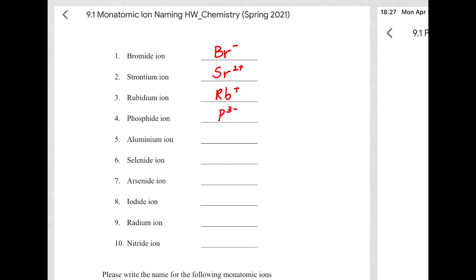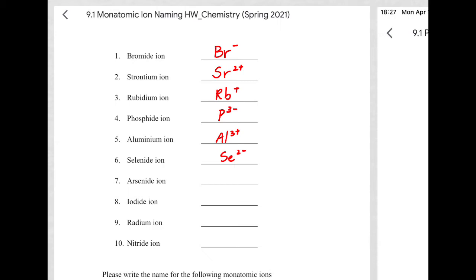3 minus. Then we have the aluminum ion, aluminum Al3 plus, selenide ion. And if you don't remember, a good way to remember which side of the periodic table this is on, or whether it's going to be a negative or a positive ion, is if it has an "ide" ending. Remember that the "ide" endings are going to be negative, and if we say just the name of an element and then ion, those are going to be our positive endings. So selenide ion is in the 6th group, so it forms a 2 minus ion.